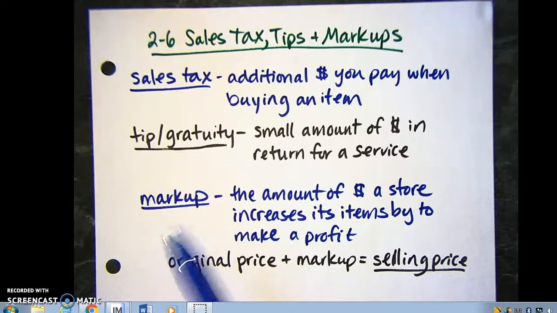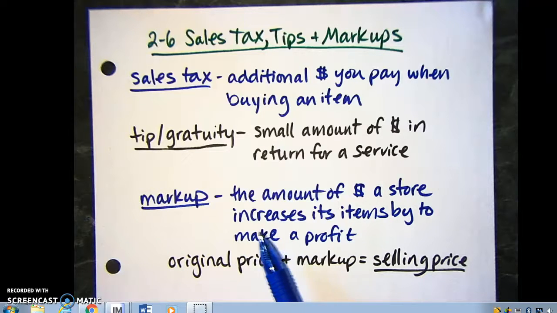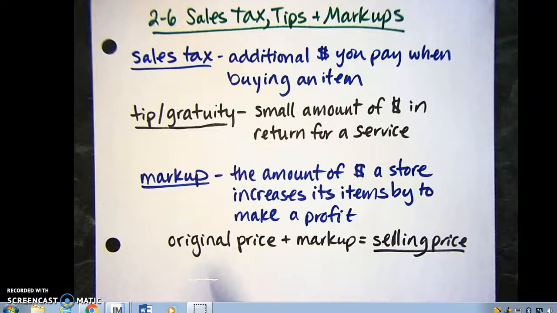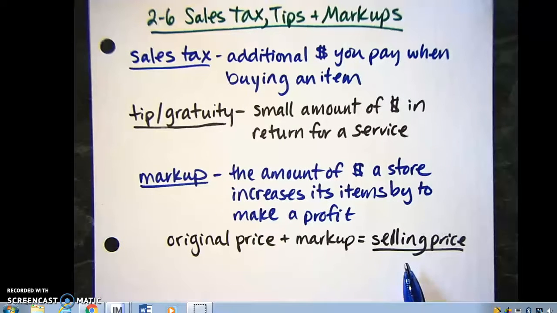A markup. So we should be familiar with this from Math Market. You purchased your items for a certain price and you had to mark them up in order to make a profit. So it's the amount of money a store increases its items by in order to make a profit. And that's what you're paying, that markup. So one other vocab word is the original price plus the markup is the selling price. Whenever you're buying something in a store, that's the selling price. Unless it's on sale, but we'll come to that later.